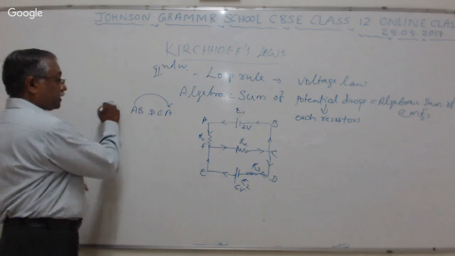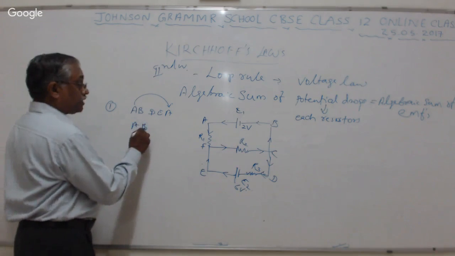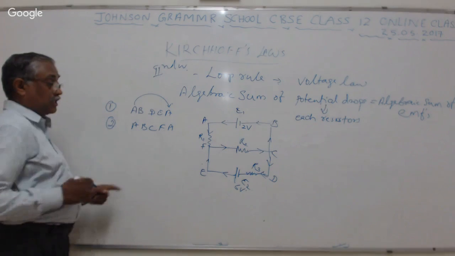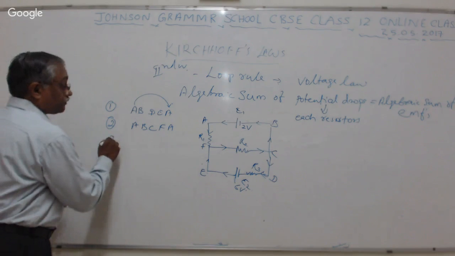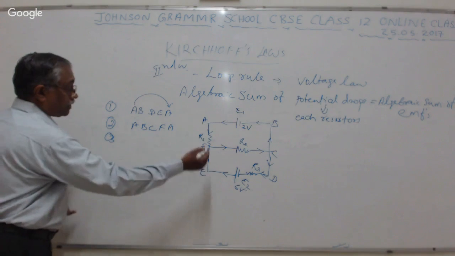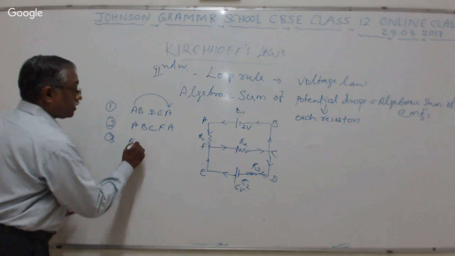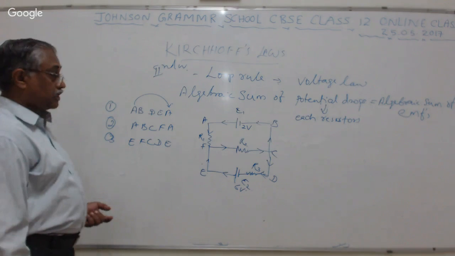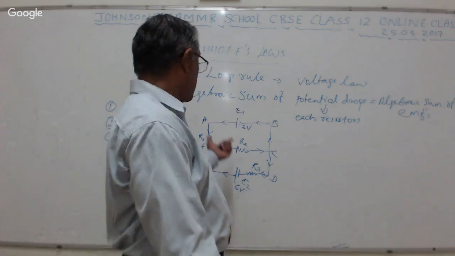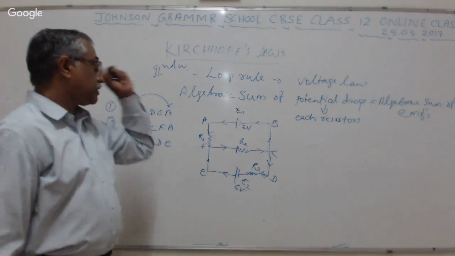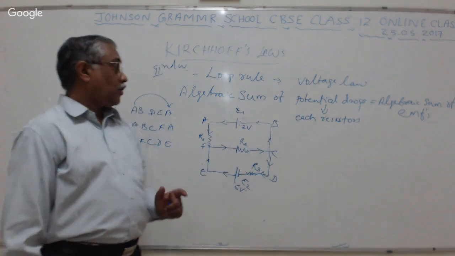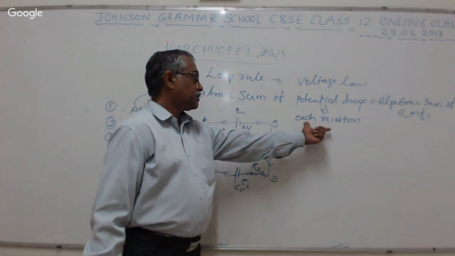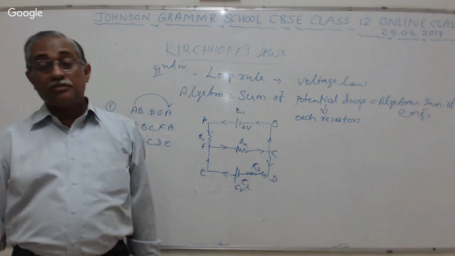Another one can be A, B, C, F, A. Right? So this is another closed circuit. The third circuit: you can start from anywhere. Suppose we start from E: E, F, C, D, E. So we have three closed circuits. We have to analyze them and frame equations. Using Kirchhoff's second law, we frame equations in which the algebraic sum of potential drops across each resistance is equal to the algebraic sum of EMFs.